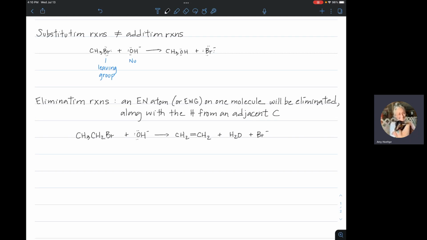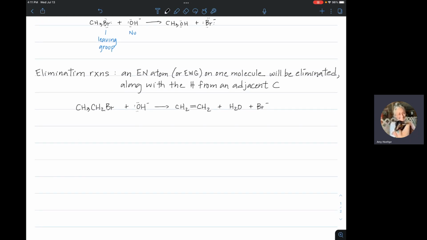right? So the hydroxide is going to come in, it's going to deprotonate the carbon that's next to the carbon that bears the leaving group, or in other words, the electronegative group. Those electrons are then going to collapse between the two carbons and the leaving group will dissociate. So we end up with an alkene.